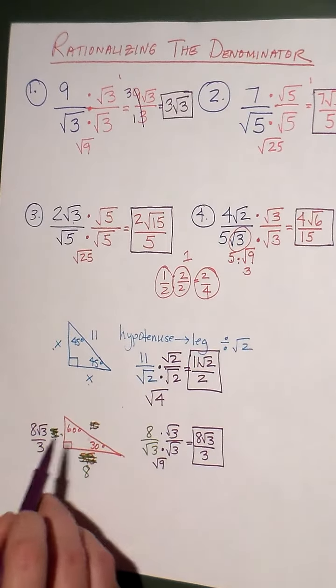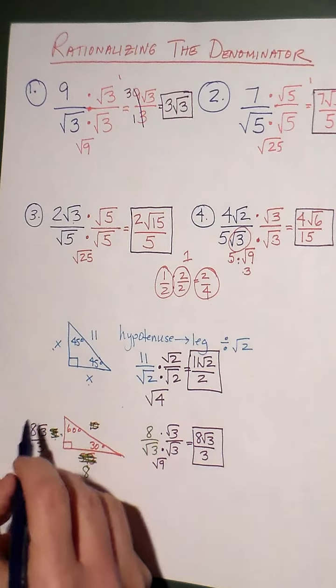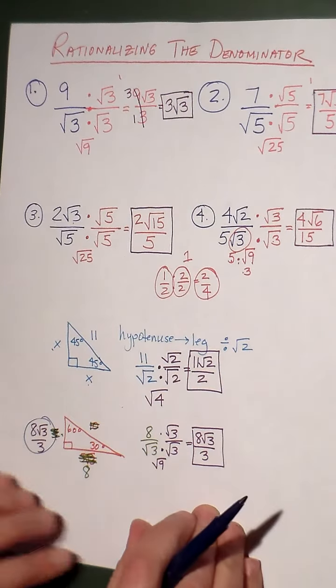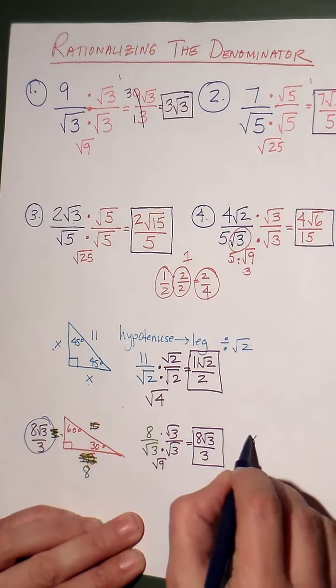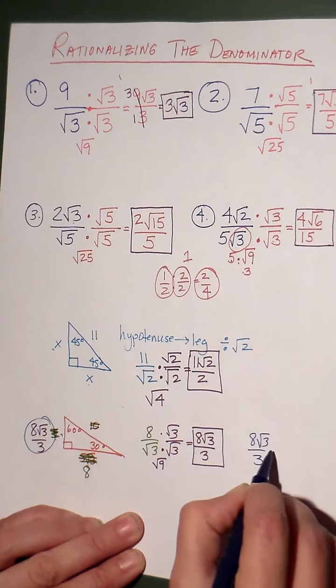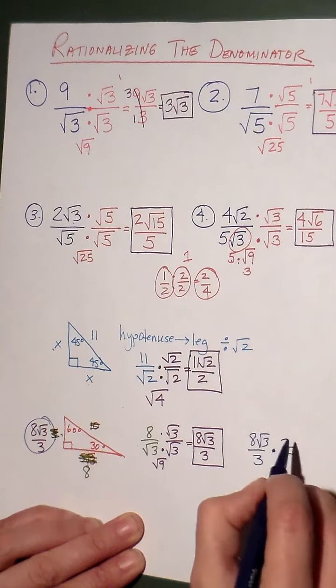Now that I know the small side, how would I find the hypotenuse? Well, the hypotenuse is twice as big, right? The hypotenuse is going to be twice as big as this one. Well, all you do is double this number, because what you're going to have is 8 square root of 3 divided by 3 times 2, right? Which is the same as 2 over 1 because you're doubling it.